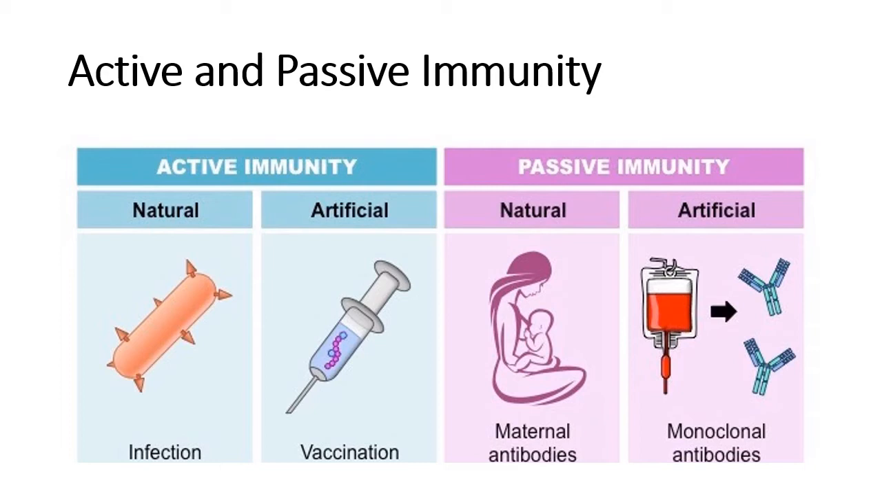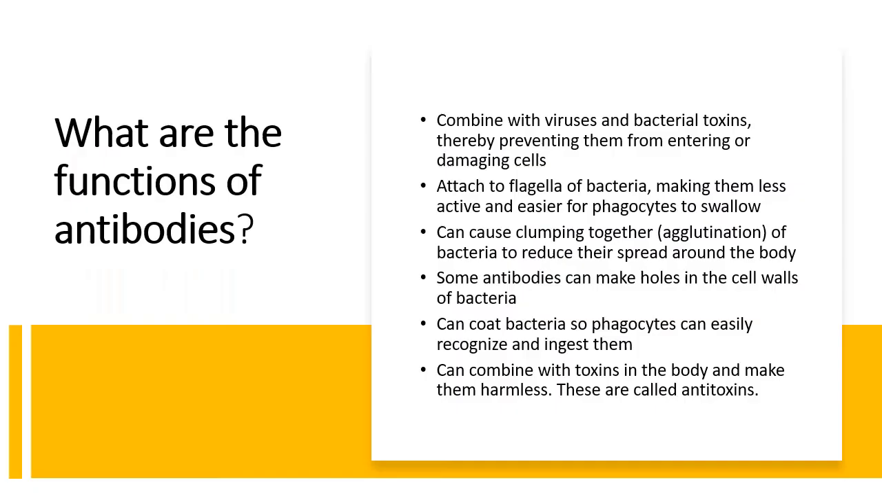You can also have artificial passive immunity, and that is when you have artificially manufactured antibodies injected into the body. And I think in our next video we will discuss how these antibodies are made. They are called monoclonal antibodies. So we'll learn a bit about that in the next video, which is the last video, by the way.